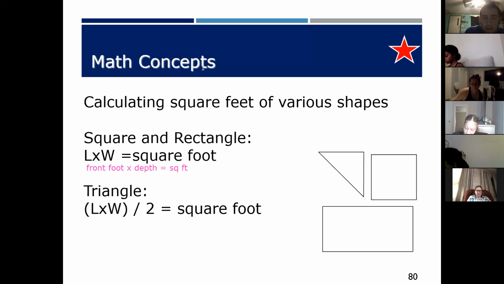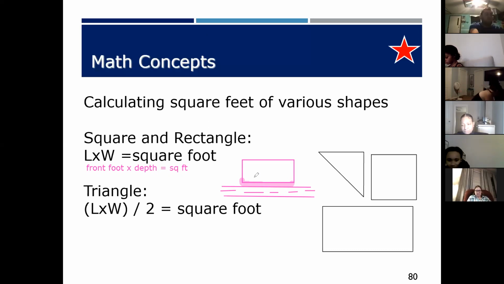So if you're talking about a lot, if this is the lot, and here's your road, the front foot is the length. It's the first dimension given on a lot. When you're looking at the front foot, you're looking at the area that runs along the road. The front foot of a lot is the area that runs parallel with the road. The depth is the part of the lot that goes away from the road.